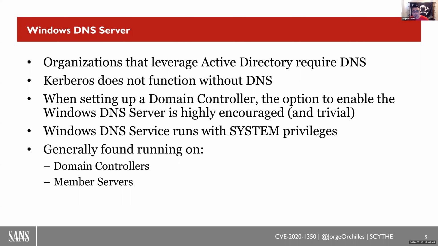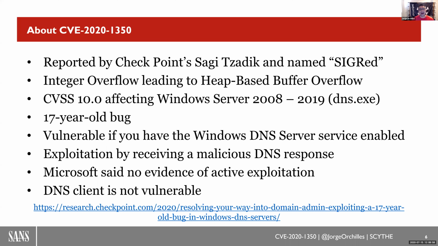So where do we find this? Generally, we will find the Windows DNS server running on domain controllers, or we might find it on member servers. That means a server that is part of an Active Directory domain. So let's talk a little high level about this CVE. This is CVE-2020-1350. It was disclosed and patched yesterday by Microsoft.